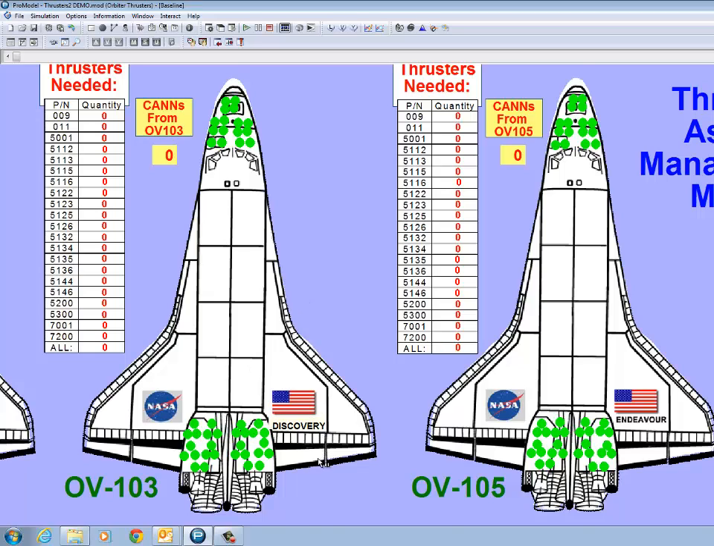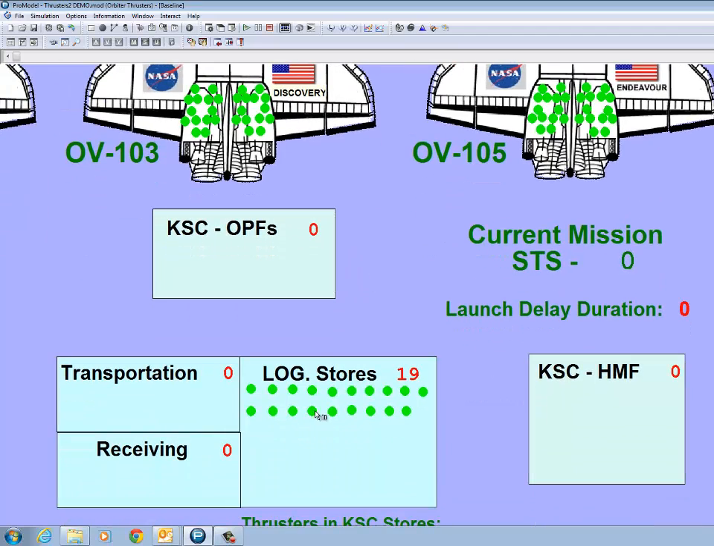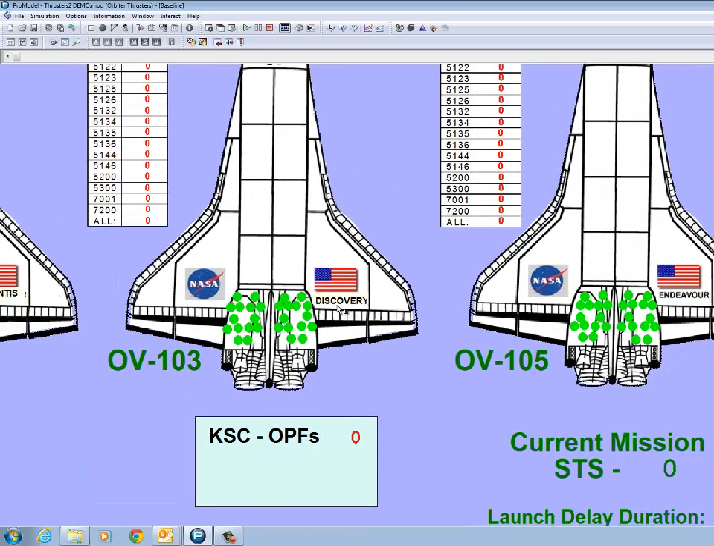If we have enough supplies down in logistics stores to replace them, then that happens in a timely fashion. If we don't have the particular thruster motor part numbers that we need, then one option that was looked at was cannibalizing the part from another orbiter.